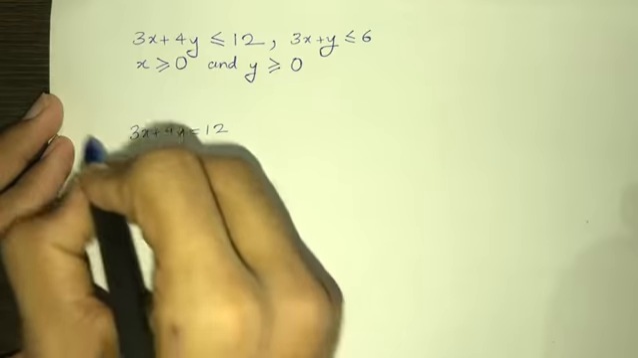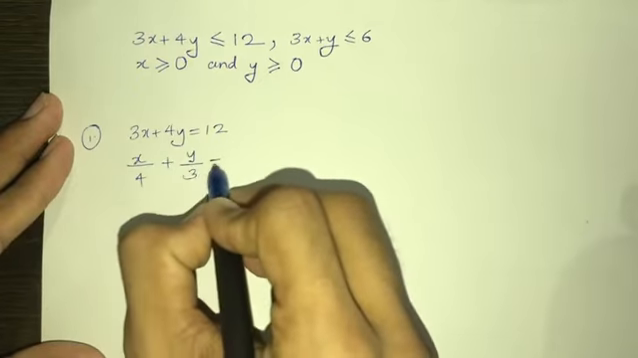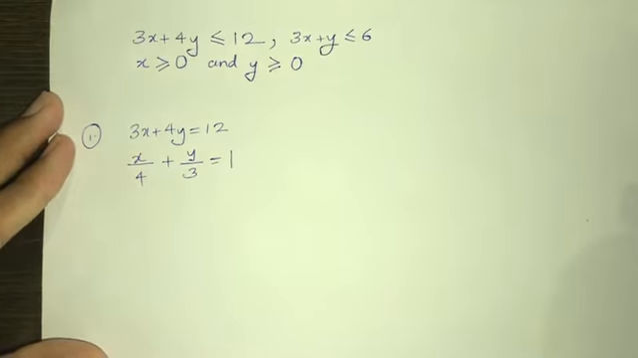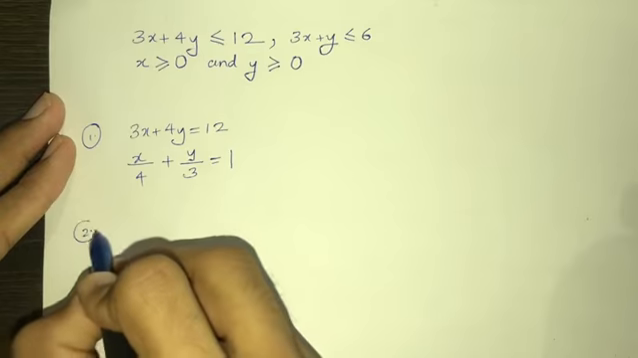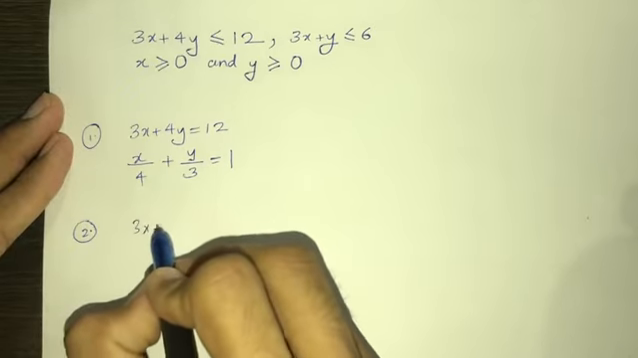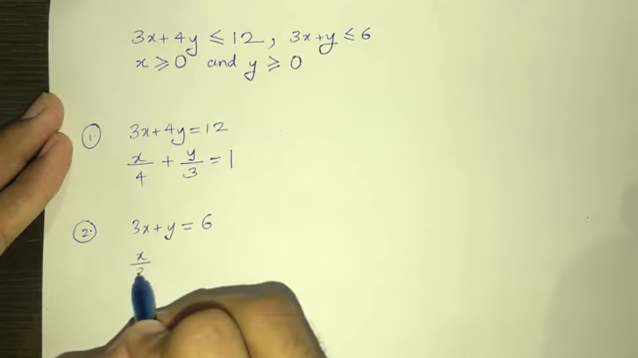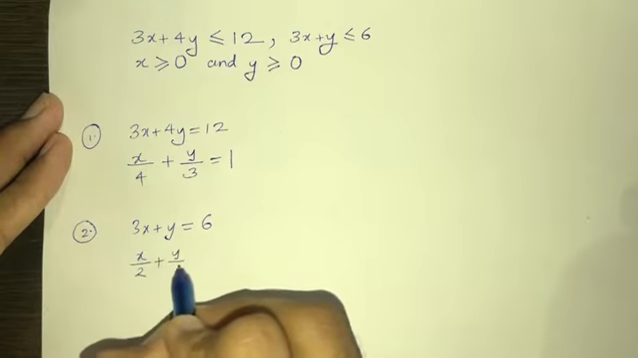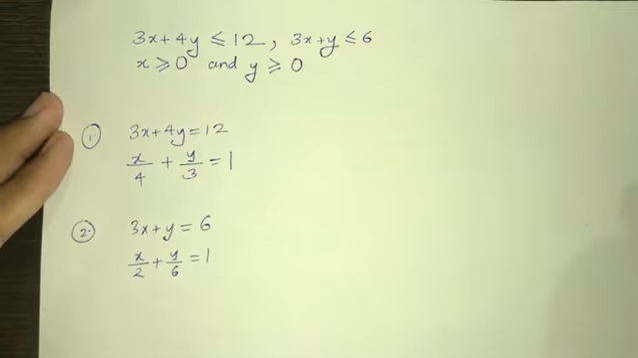If we divide by 12, we get x by 4 plus y by 3 equal to 1 as double intercept. From that we are going to get two points, one will be the x-intercept, the other will be the y-intercept. We have 3x plus y equal to 6. If we divide by 6, we get x by 2 plus y by 6 equal to 1. That will be the second equation. It will give us 2 more points.